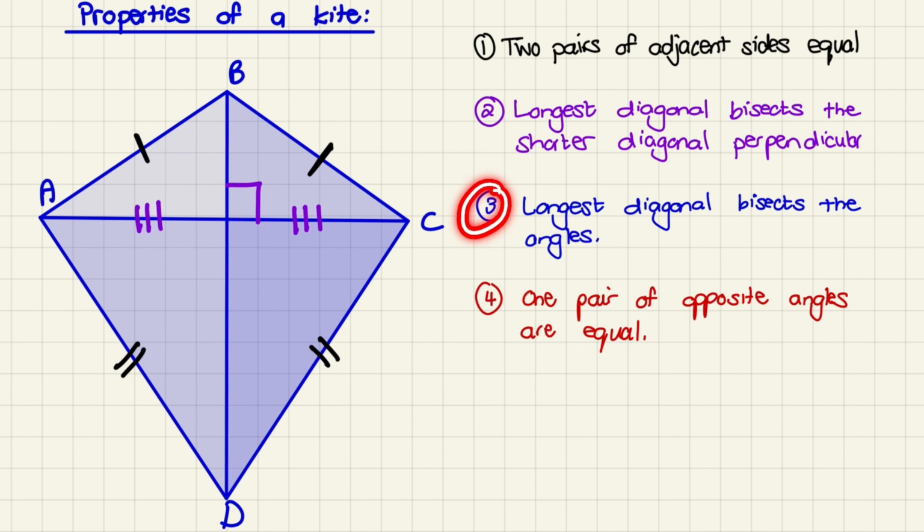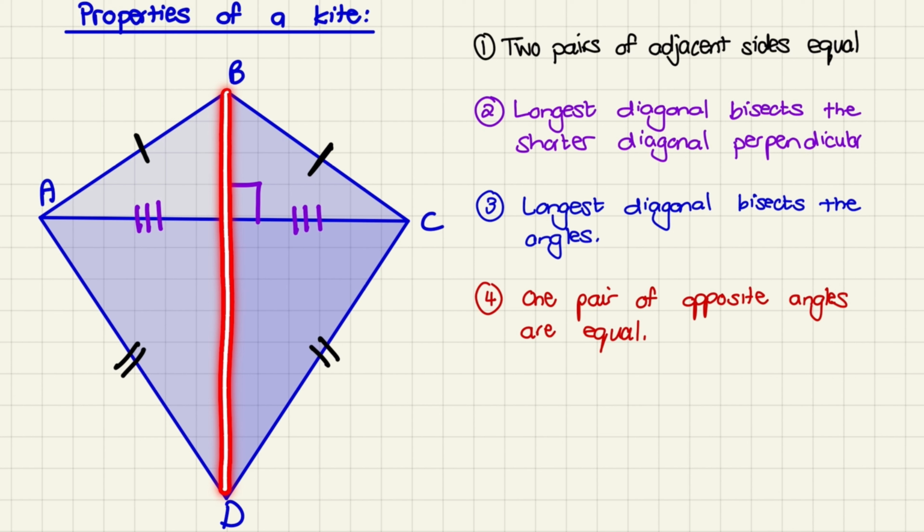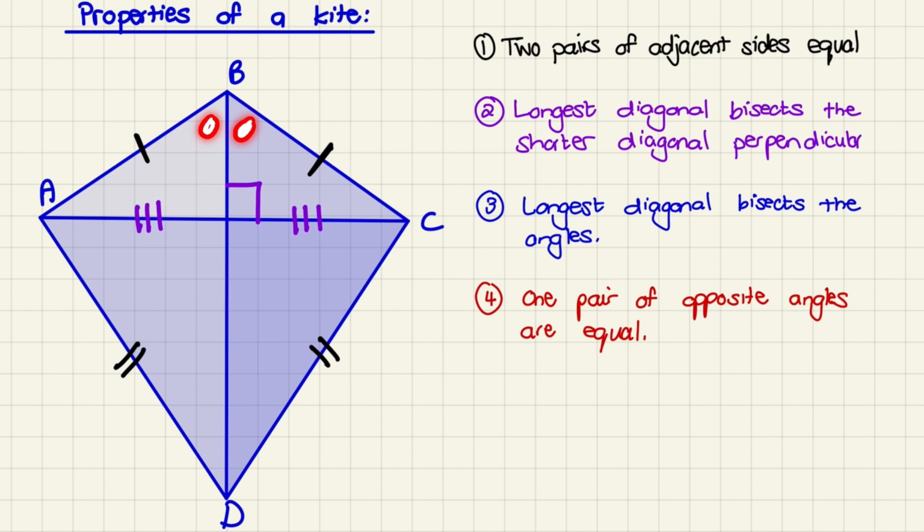Next, the longest diagonal bisects the angles. So if I take the longest diagonal, bisecting means to cut in half. So it's cutting the angles it's connected to in half. So at the top here, these two angles would be equal in size because this angle is now cut in half by the longer diagonal. And at the bottom, the two angles formed at D would also be equal in size because the angle at D is now cut in half.